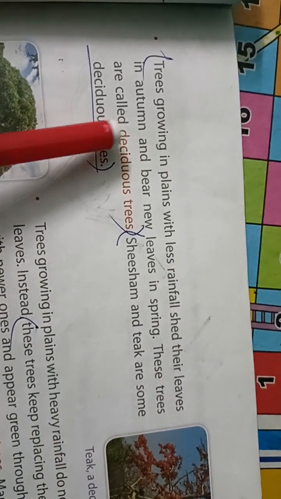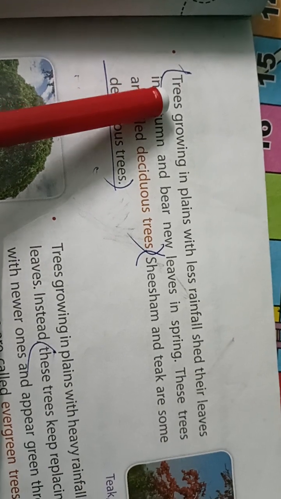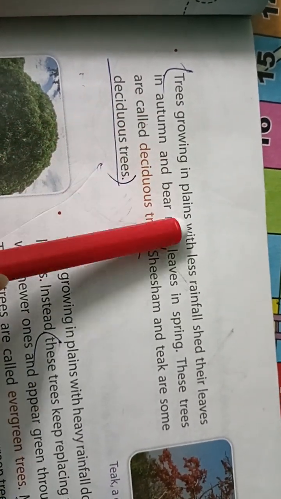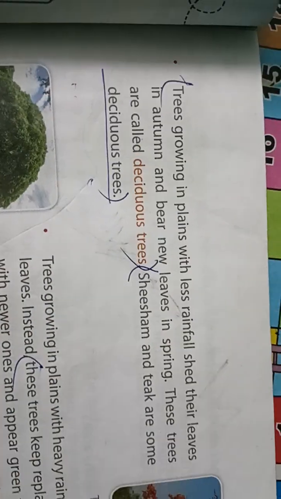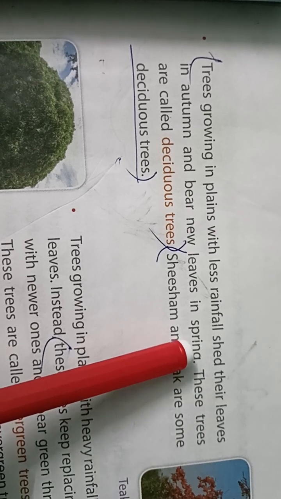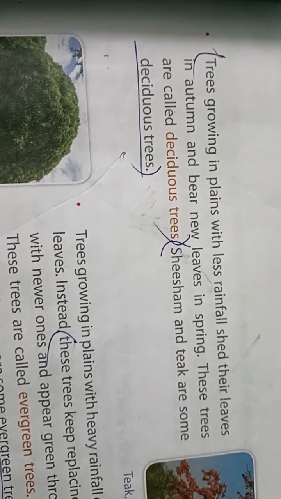There is one more question on deciduous trees. Where do you find deciduous trees? We find deciduous trees in plains with less rainfall. The next question from this paragraph only. What are the special features of the deciduous trees? They shed their leaves in autumn and bear new leaves in spring. This is the special feature. Please see the question and write the answers accordingly.